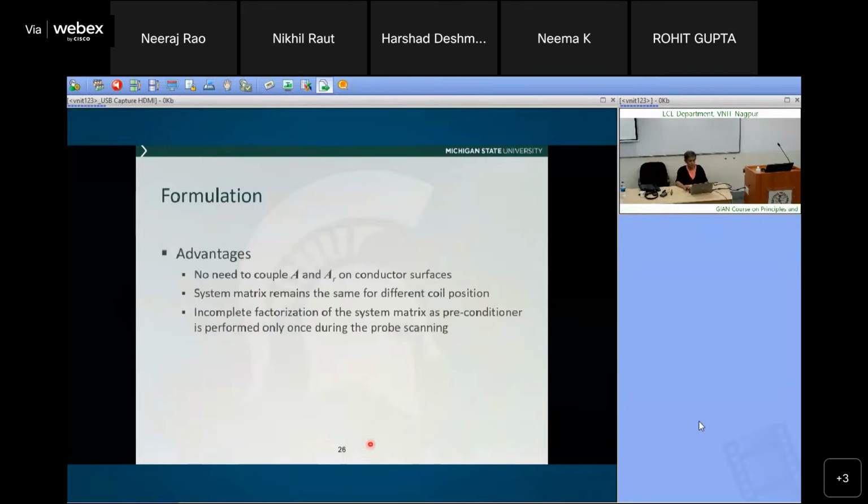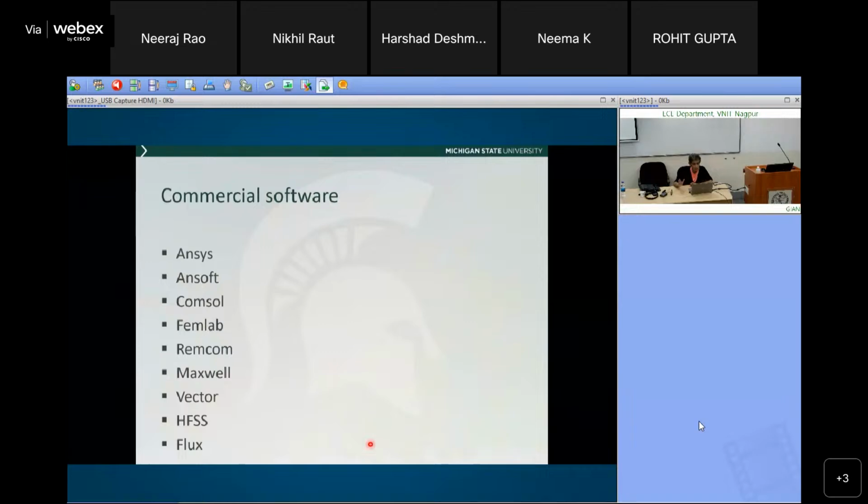So the advantages again are that we don't need to couple the coil and the geometry. The system matrix will remain the same. It's only dependent on the geometry of the sample and defect. It's only the source field that is changing. So basically, instead of moving the coil, we're just moving the source field. So that covers the different modeling aspects.